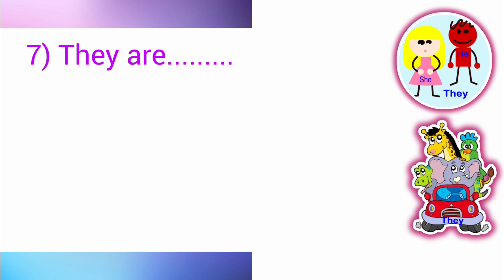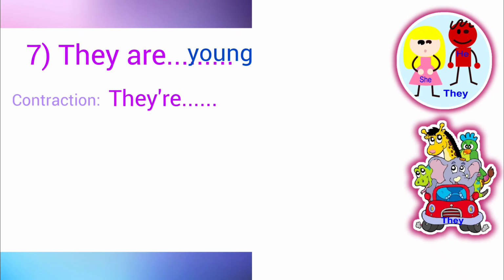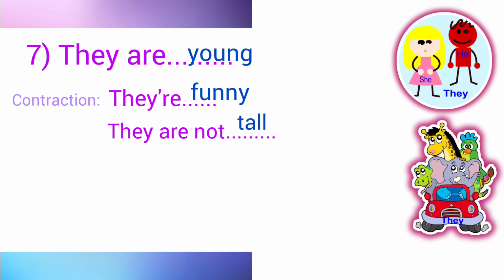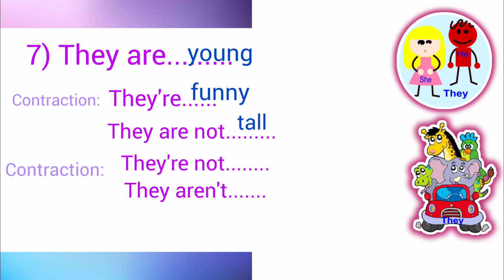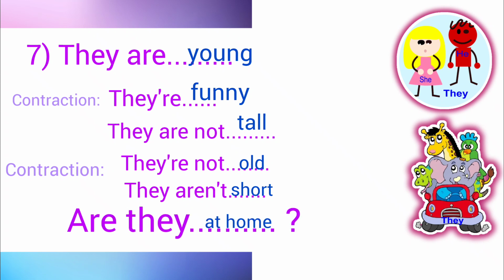7. They are. They are young. Contraction, they're. They're funny. Negative form. They are not. They are not tall. Contraction, they are not or they aren't. They're not old. They aren't short. Question form. Are they at home?